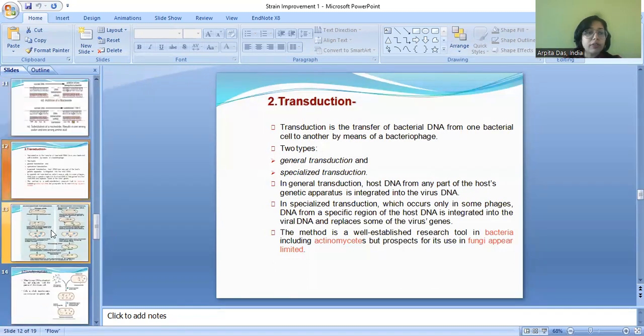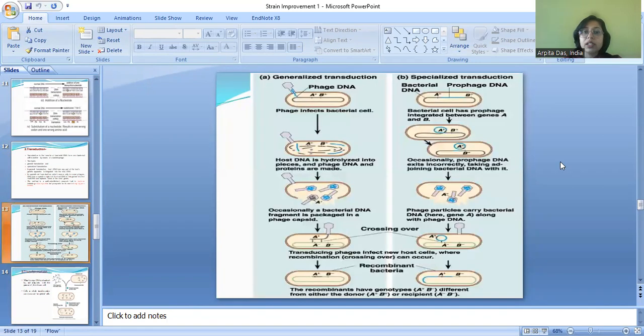If you share a photograph, it will be easy for us to understand transduction. You can see here in photograph A, generalized transduction is taking place, and in photograph B, specialized transduction is taking place, where the blue part is foreign DNA, which is being incorporated into the microorganism. In specialized transduction, the blue part, which is foreign DNA, is incorporated into the microorganism. So genetic improvement or strain improvement has been done using this methodology.